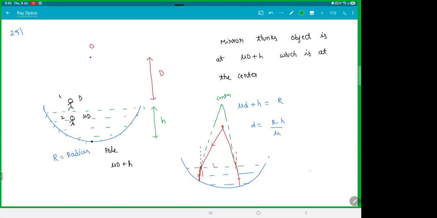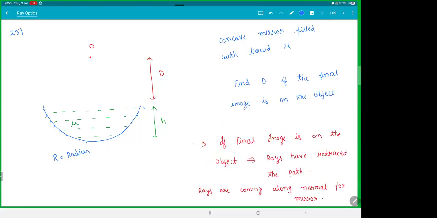So you can do this in 2 to 3 steps. Use the apparent depth and then finish it off. So the mirror will think this way. All clear with this? Next one.